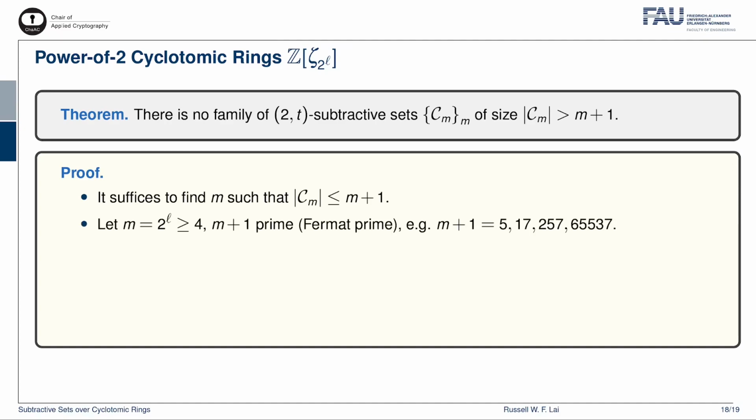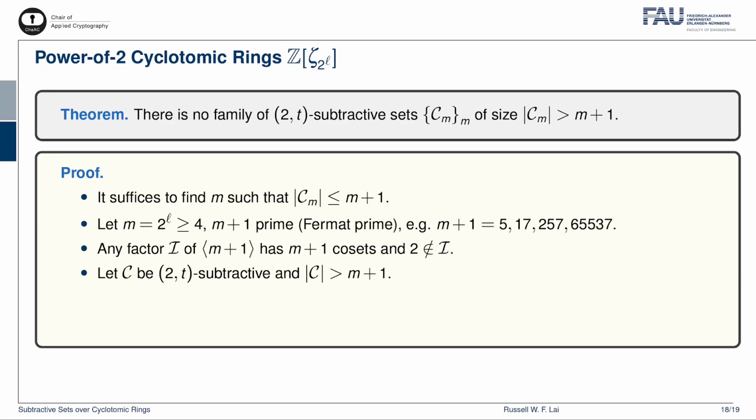For this purpose, let m be a power of 2 greater than 4 such that m plus 1 is a prime. These primes are called Fermat primes, and currently known examples include 5, 17, 257, and 65537. For any of these m, we notice that any vector ideal I of the ideal generated by m plus 1 has exactly m plus 1 cosets, and the element 2 does not belong to the ideal I.